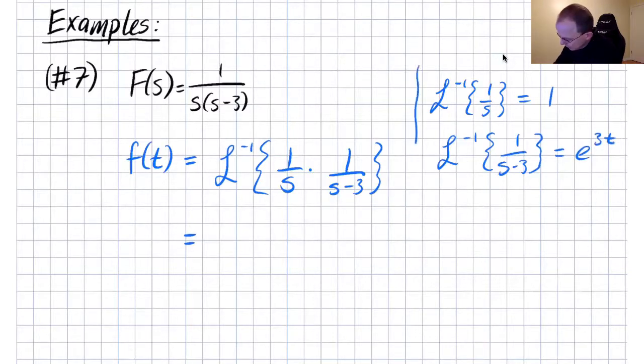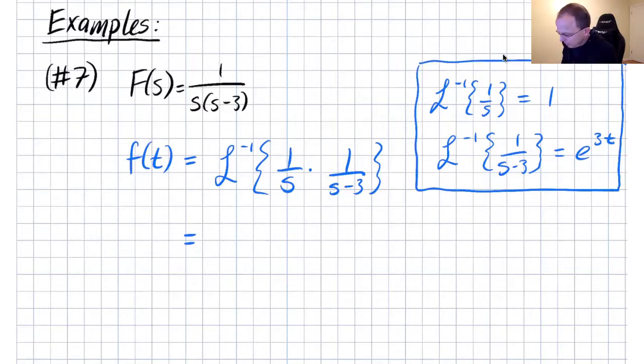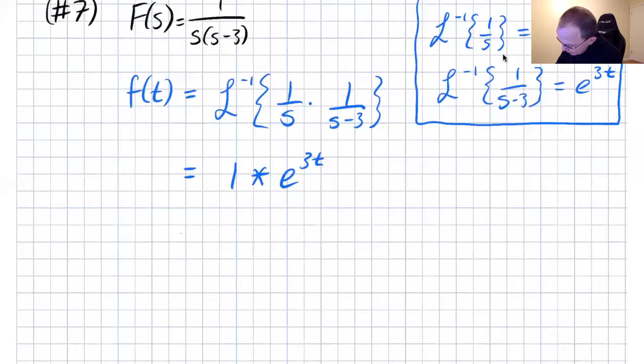Okay, so just keep that in mind over there. Put that in a box. So that means that if we want to compute this inverse Laplace transform, we can use convolution. So it's going to be 1 convolution with e to the 3t. And how do we compute that?